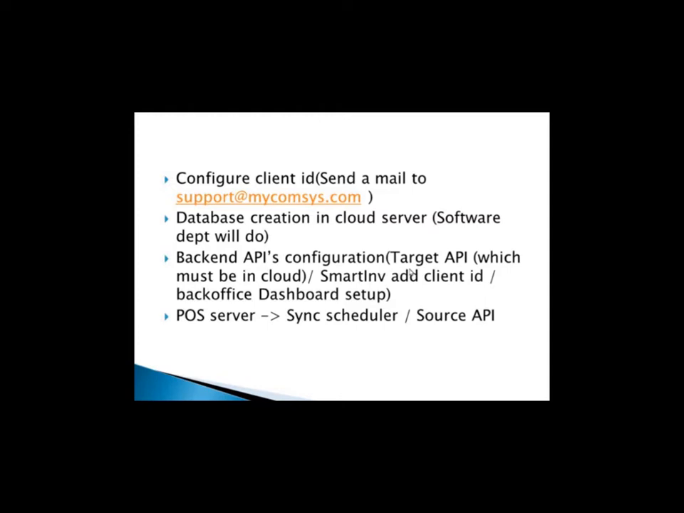Backend API configuration. Target API should always be in the cloud server itself. There is a smart inventory API configuration also. That also should be in the cloud server. Next is POS server. Sync scheduler and source API should be in the POS server only.